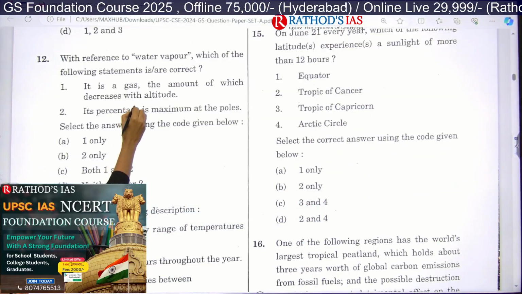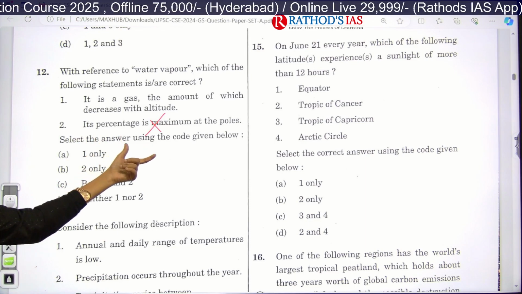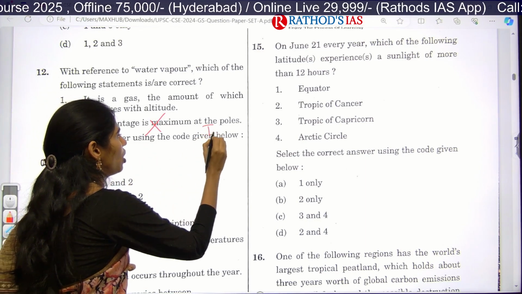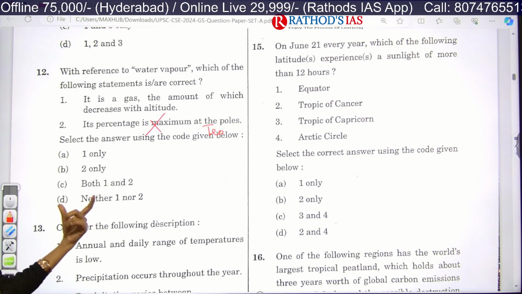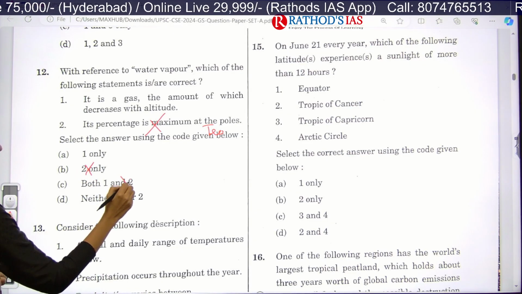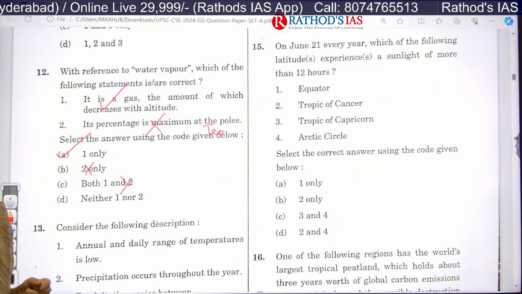So here this second statement is obviously wrong. Its percentage is maximum in the tropical region, not at the poles. So here you have to select the correct one. You have to eliminate this 2. So only the first statement is correct. So the correct option is A, 1 only.